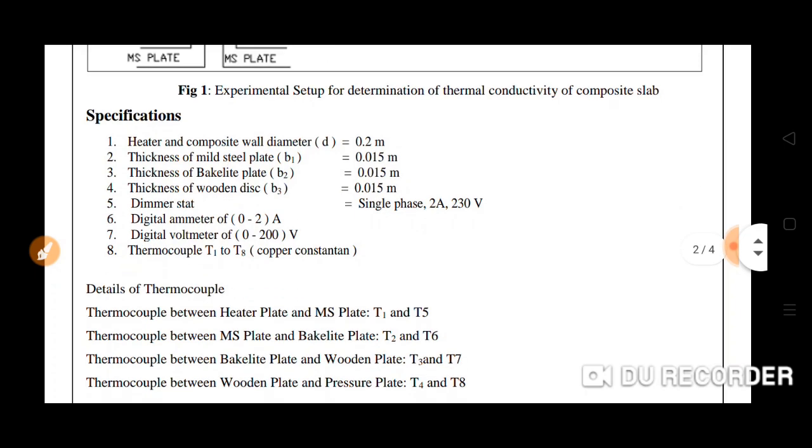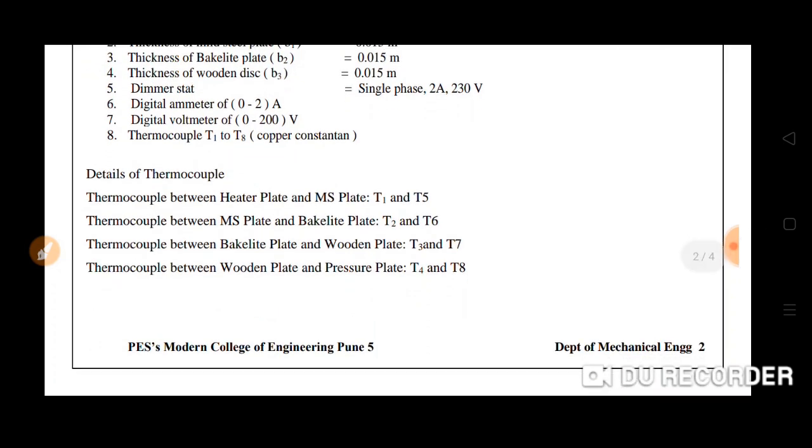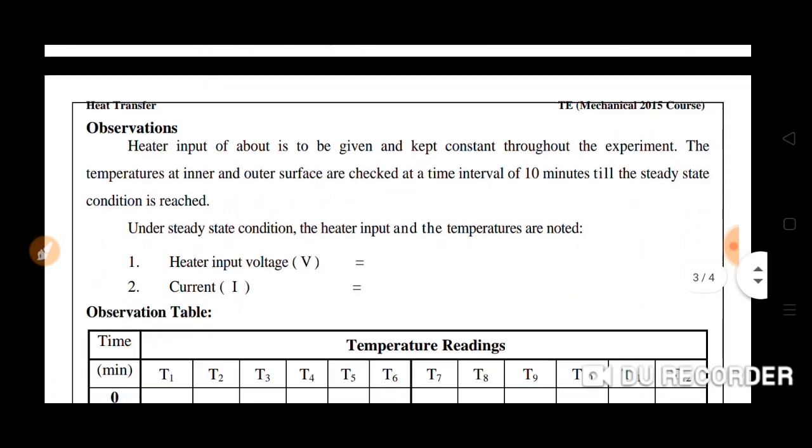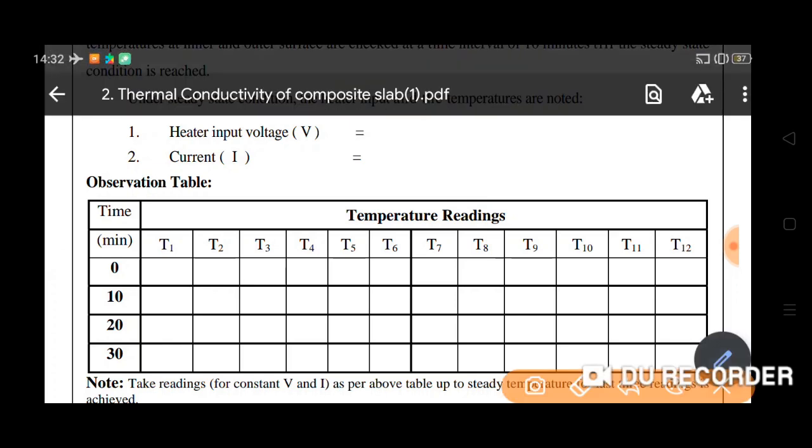The dimmerstat is single phase, 2 ampere, 230 volt capacity, with a digital ammeter and digital voltmeter. First we fix some voltage on our voltmeter. Let us assume we fix 60 volt. We have to observe the steady state condition. To observe steady state condition, every time at 10-minute intervals we have to take the temperature reading. So first, at zero time, we note down all the temperatures.